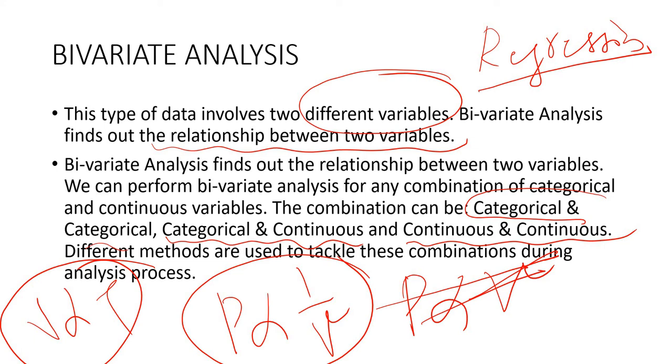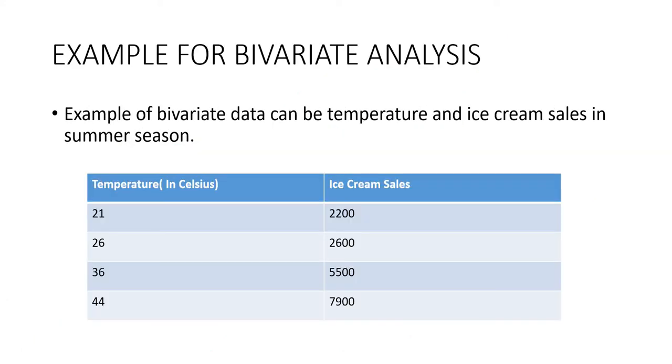So we have to use different methods for this. An example for bivariate analysis is ice cream sales with temperature. As temperature increases, ice cream sales also increase. They are linearly related. They are directly proportional. For 21 degrees Celsius, it is 2200. For 26 degrees, again it is increased. Here, as temperature increases, sales also increase.